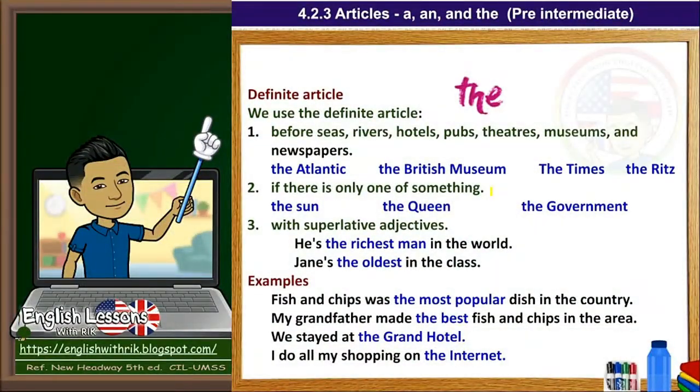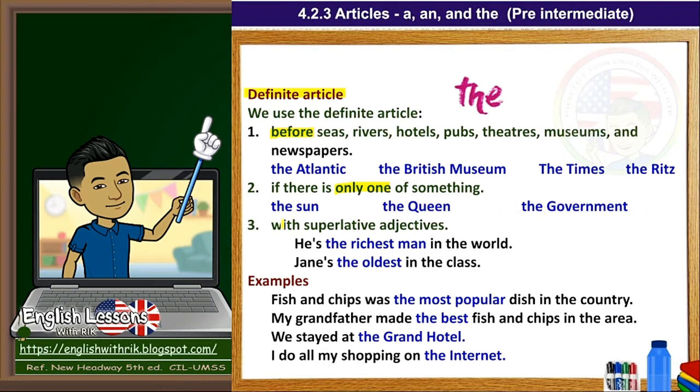Definite article. We use the definite article before seas, rivers, hotels, pubs, theatres, museums, and newspapers. The Atlantic, the British Museum, the Times, the Ritz. If there is only one of something: the Sun, the Queen, the government.